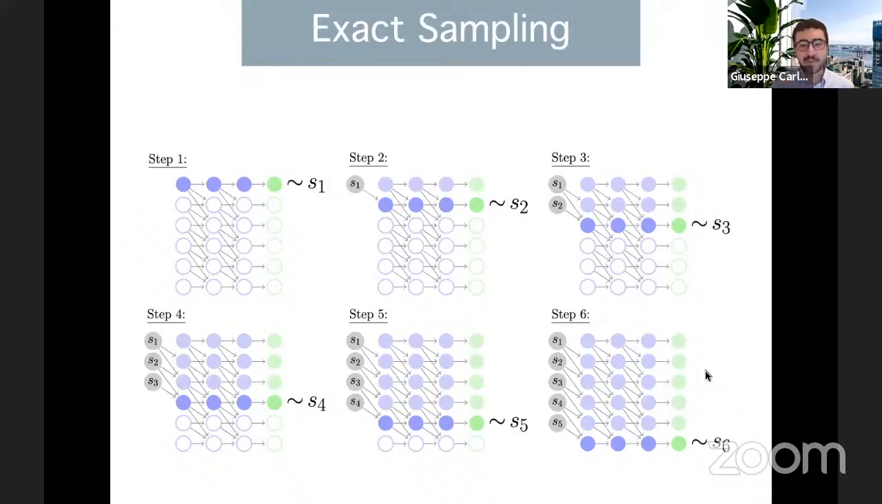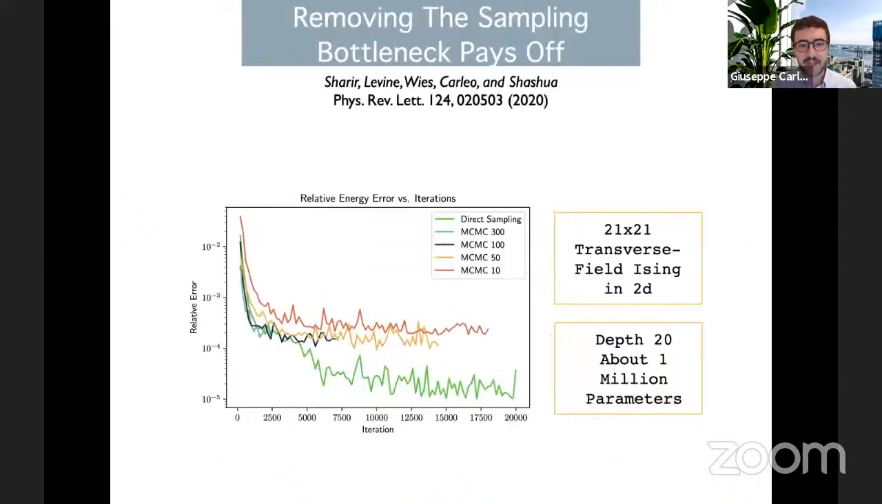In the next talk, there will be more discussion about this also by Juan. This is really a technique that is very fruitful also in many aspects of quantum physics, as you will see later. Now, removing this sampling bottleneck, apart from being nice from the conceptual point of view, is nice because it also gives you better results. These are, for example, results on the transverse field Ising model, which is a simple two-dimensional model where you have not only the classical Ising part, but also a transverse field.